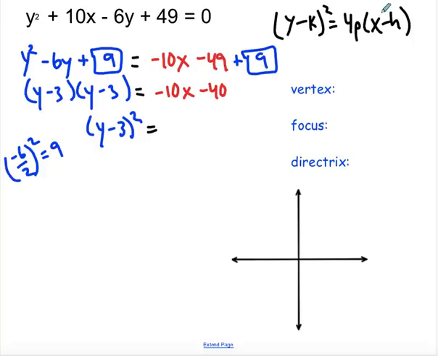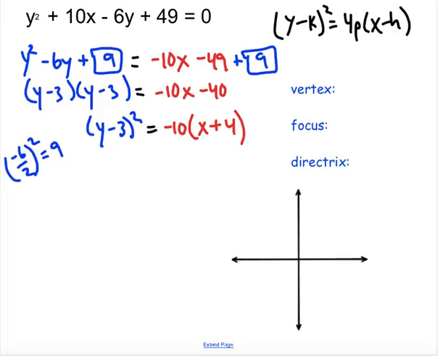But we want it to look like this over here. We want to have something out in front of parentheses. So what can we take out of both of these terms? We could take out a -10, and we would be left with x plus 4. So now this equation looks a lot more like this.